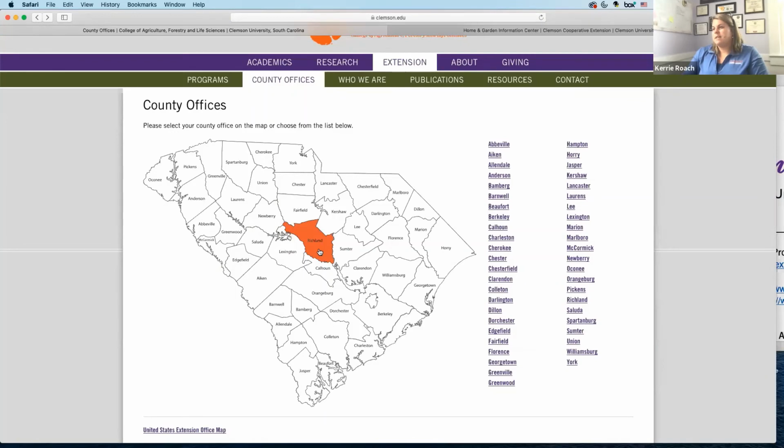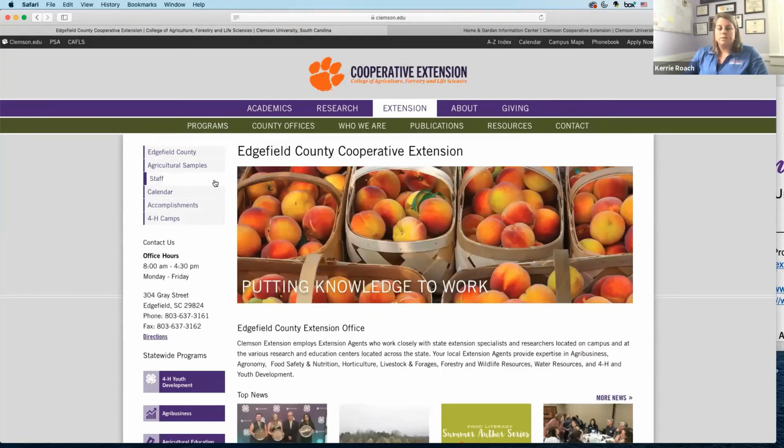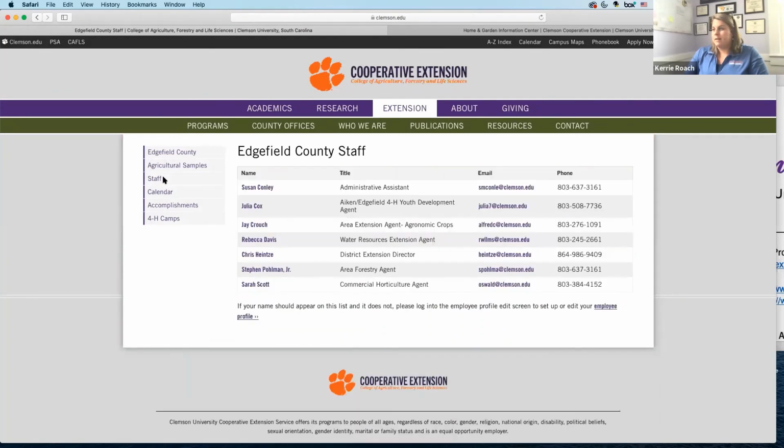So let's see, if you are in Edgefield County and you were a vegetable or fruit producer, the commercial horticulture agent there is Sarah Scott. And so this is her contact information. If you were doing timber production, Stephen Pullman would be who you would contact. And so anybody within these offices can get you to the right person.